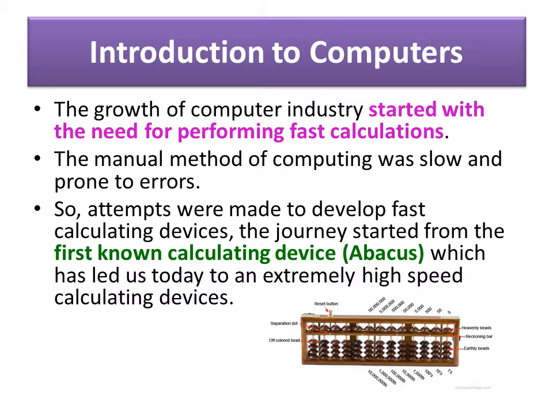Then it had to be done in a faster manner. The manual method of computing was very slow and prone to errors, as we know. When we try to do the calculation, we make mistakes. So attempts were made to develop fast calculating devices. The journey started from the first known calculating device called the abacus, which has led us today to extremely high speed calculating devices. Nowadays also you can find children going for abacus classes to learn to do maths very quickly, right? So it started with the invention of the abacus.